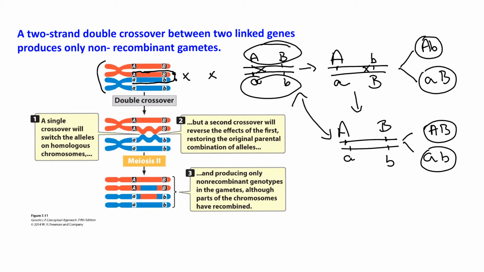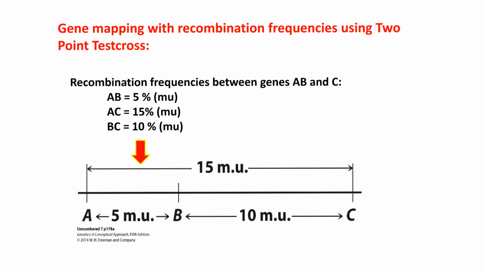So how do you construct gene maps? You have to conduct a series of test crosses where you test cross an individual which is heterozygous for a different pair of genes, and based on the obtained results you calculate recombination frequencies.